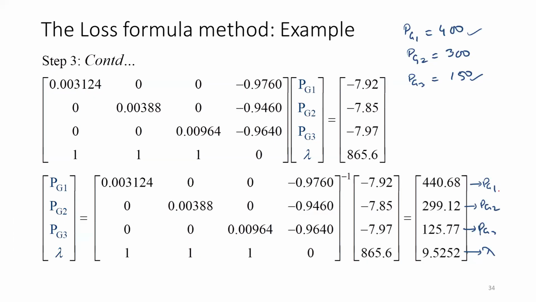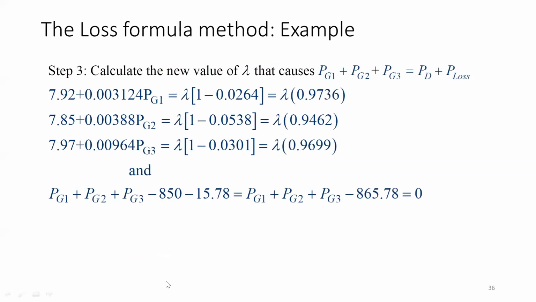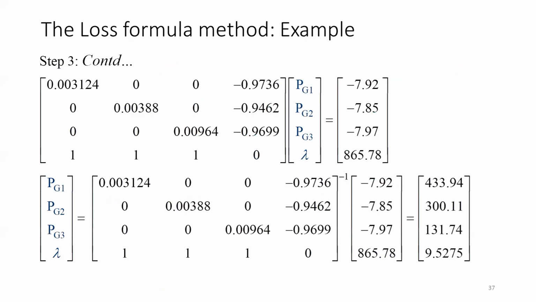So now this becomes your, I mean, if these were your initial values, this is now your iteration 1 values. So now you enter the second iteration. Again the same method, right? You get back to step 2, that is you calculate your dip loss by PGI and P loss. So now instead of plugging 400, you plug in the last values of PG1, PG2 and PG3 that you got. So you got 440.68, 299.12 and 125.77. Again you calculate your P loss and you solve for the next iteration.